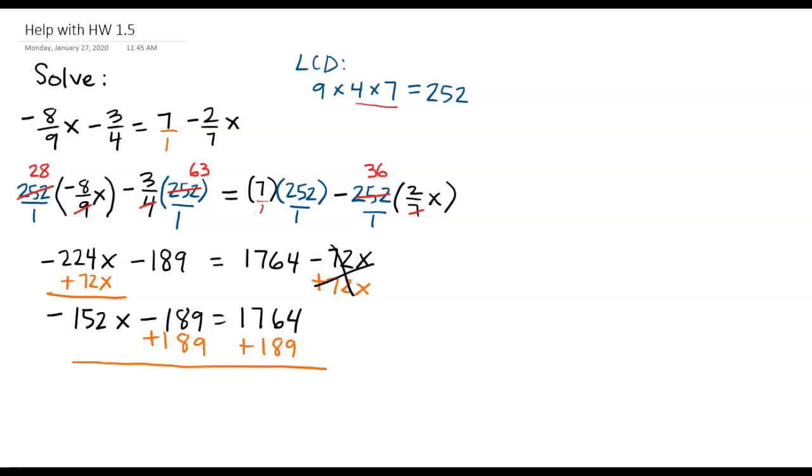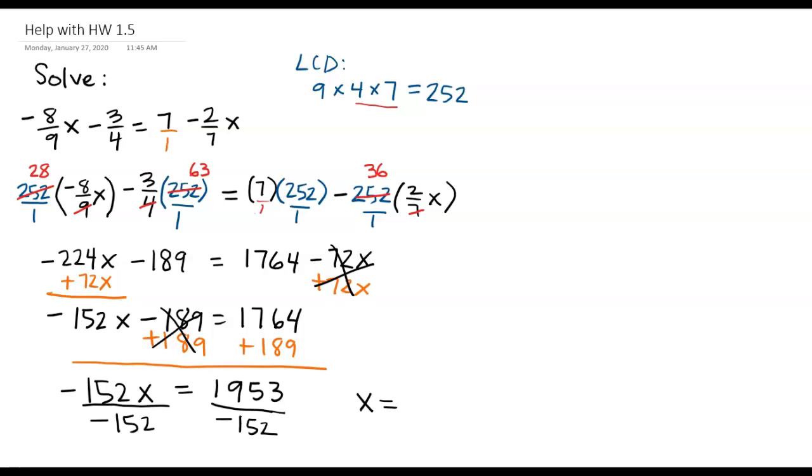All right, so on this one, I'll bring down that negative 152x is on this side. This is now gone, and that's going to equal these two added together, which is 1,953. And then to get x by itself, last thing to do here is just divide by negative 152. And on this one, we'd want to look to see if there's any way that this could reduce at all. So you'd want to look to see if there are any common factors in them. And if not, then that is going to be your answer.